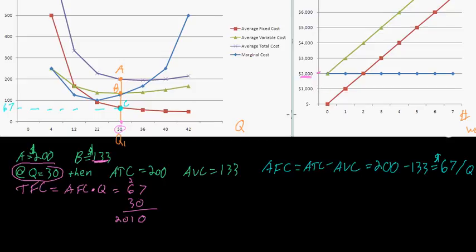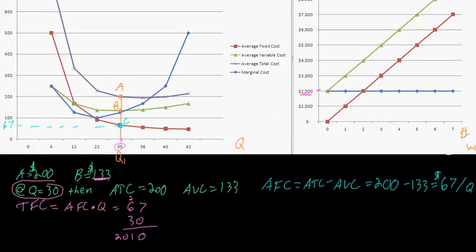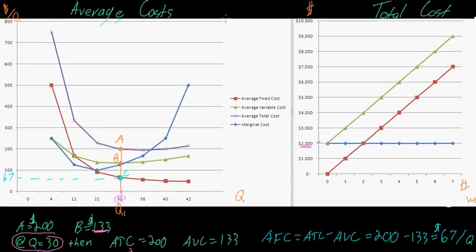So we can go from having an average cost curve to the total cost curve, and you need to be able to do that. So you need to be able to go from an average cost curve over to a total cost curve, and from a total cost curve, you need to be able to go back to the average cost curve. We'll do from the total cost curve to the average cost curve in the next video.